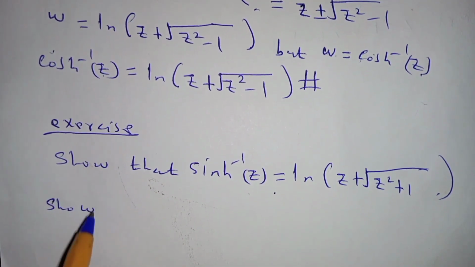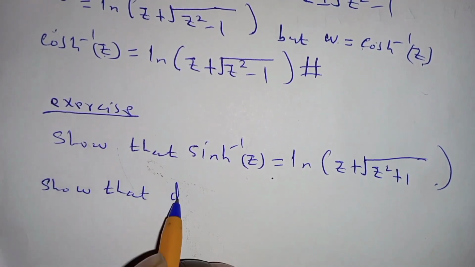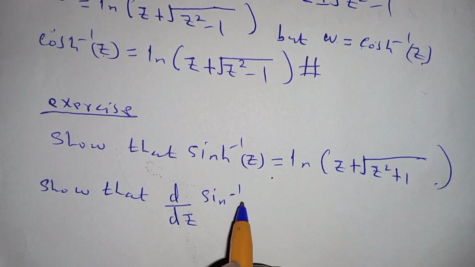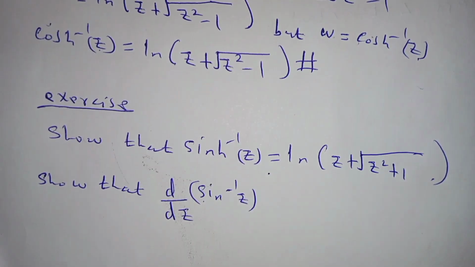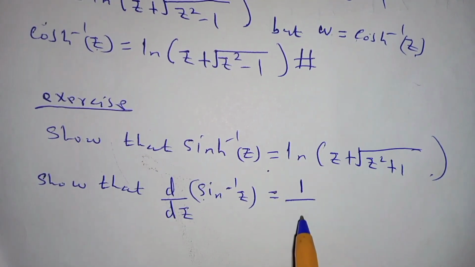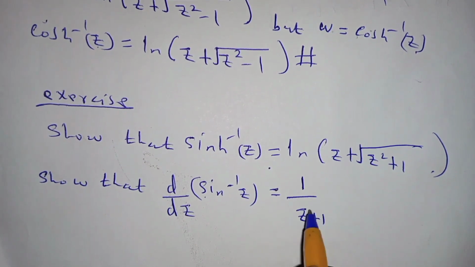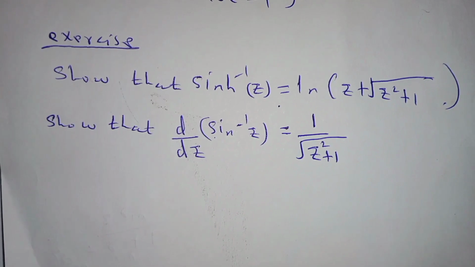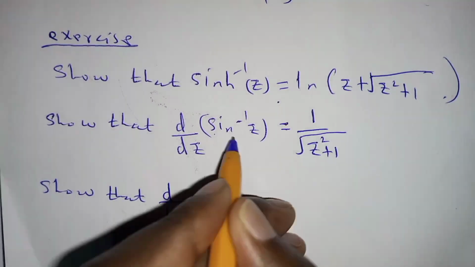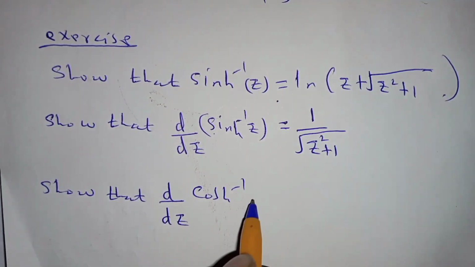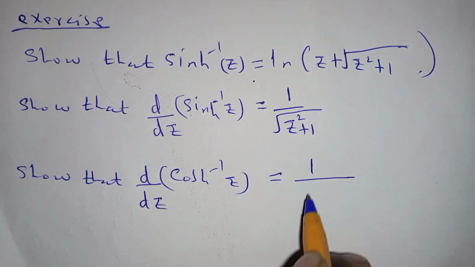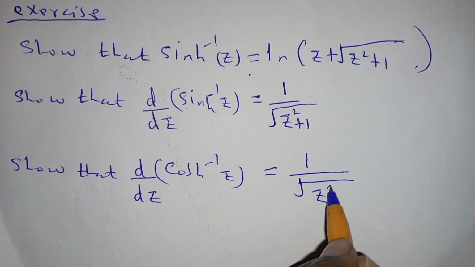Also, show that the derivative with respect to z of the inverse hyperbolic sine of z is equal to 1 over the square root of z squared plus 1. Also, show that the derivative of the inverse hyperbolic cosine of z is equal to 1 divided by the square root of z squared minus 1.